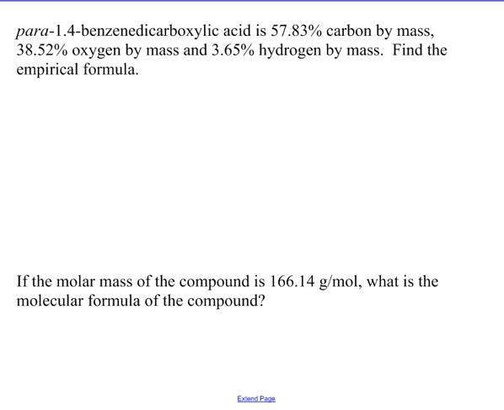0.014 benzene dicarboxylic acid is 57.83% carbon, 38.52% oxygen, and 3.65% hydrogen. Find the empirical formula. I like to remember the mnemonics: percents to mass, mass to moles, divide by smallest, multiply till whole.